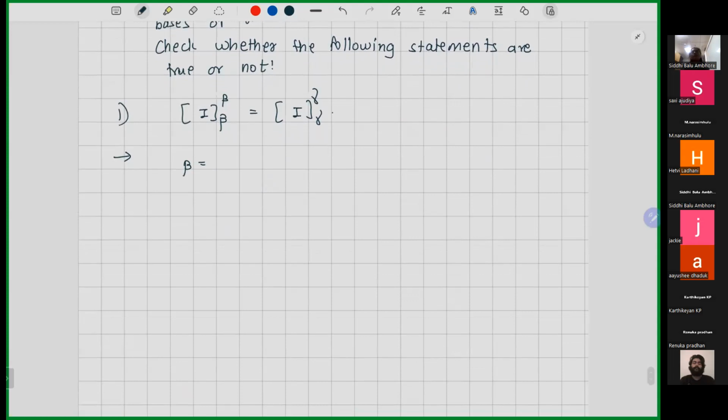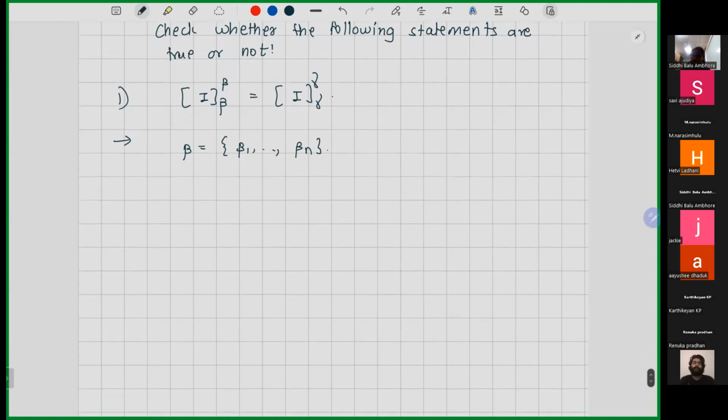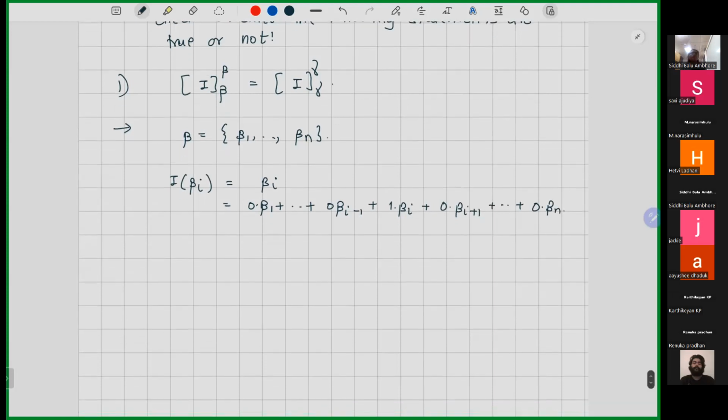They have said that V is an n-dimensional vector space, so beta will contain n elements. Let us call them beta 1 to beta n. I want to write the linear transformation matrix of the identity transformation. So I of beta i is beta i. And if I write it as a linear combination in terms of beta, it is 0 beta 1, 0 beta i minus 1, plus 1 beta i, 0 beta i plus 1, and so on up to 0 beta n. This will be a linear combination in terms of beta, and this is true for any i between 1 to n.